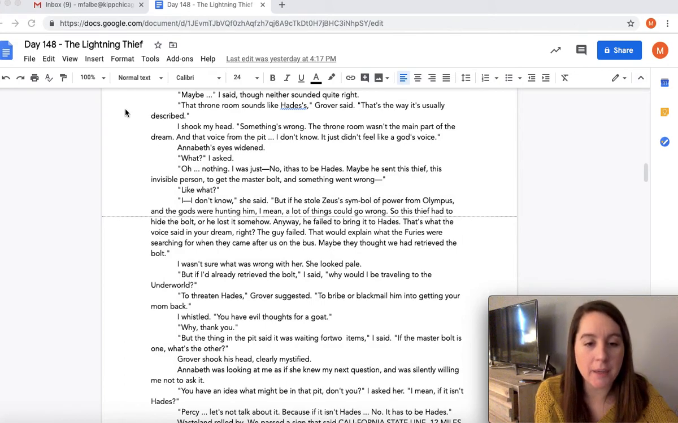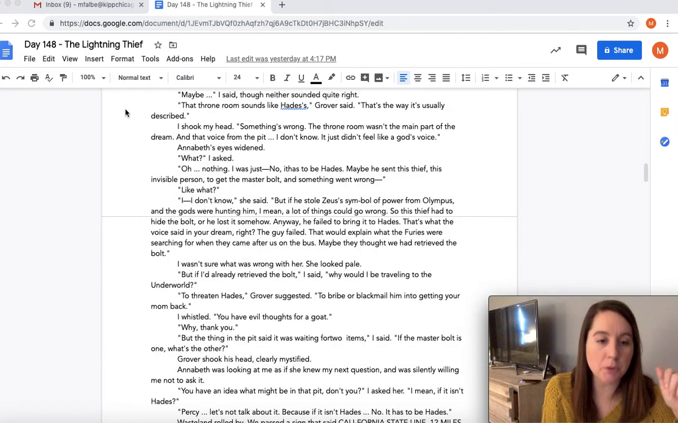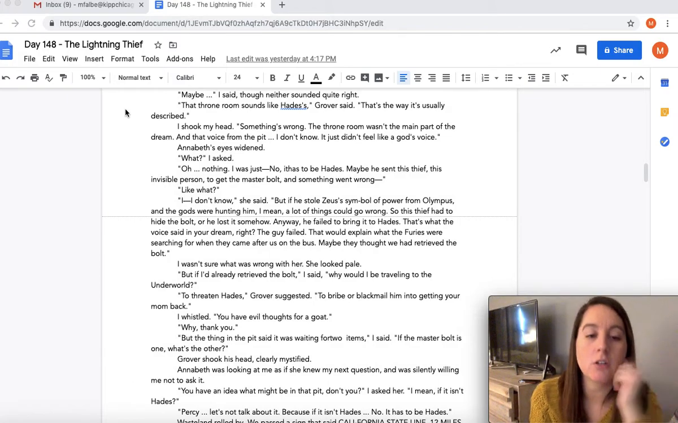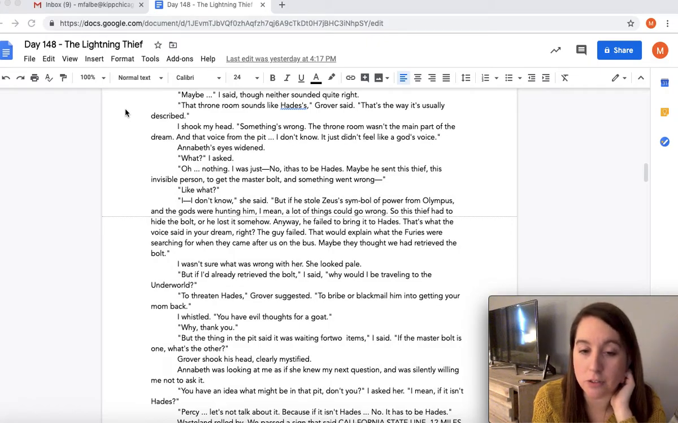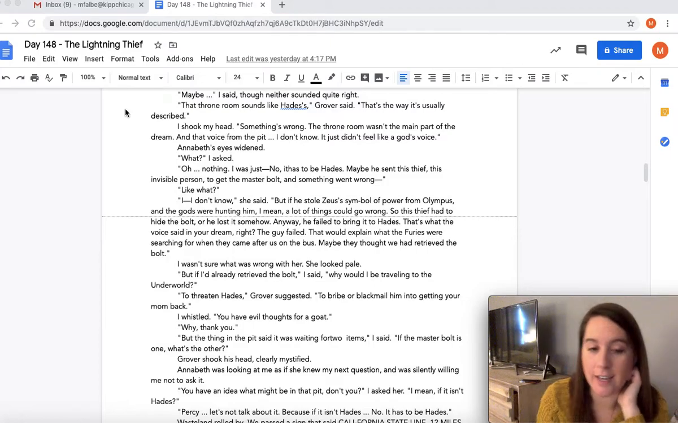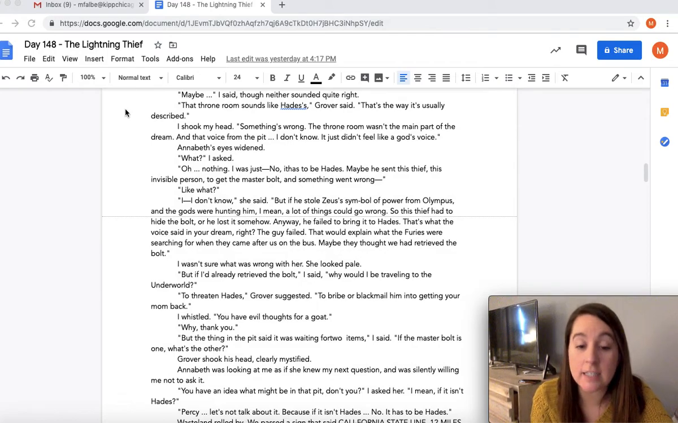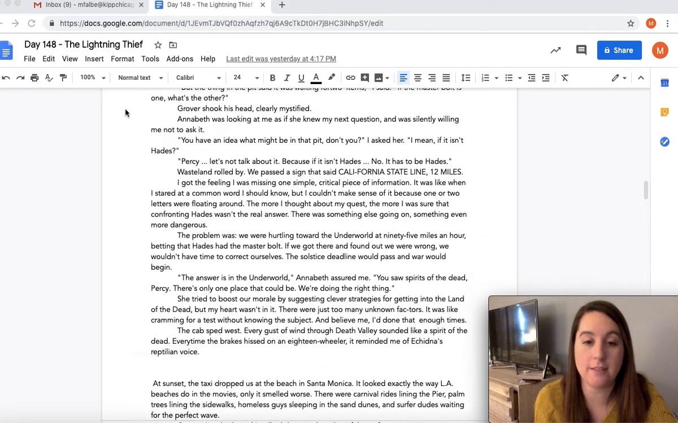But the thing in the pit said it was waiting for two items. I said, if the master bolt is one, what is the other? Grover shook his head, clearly mystified. Annabeth was looking at me as if she knew my next question, and was silently willing me not to ask it. You have an idea of what might be in that pit, don't you? I asked her. I mean, if it isn't Hades. Percy, let's not talk about it, because if it isn't Hades, no, it has to be Hades.